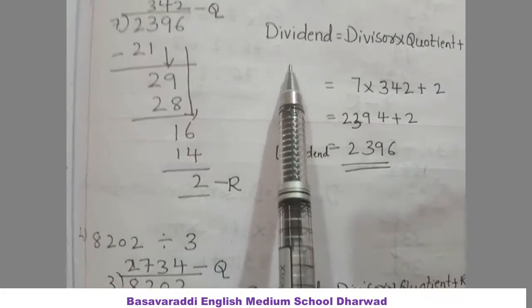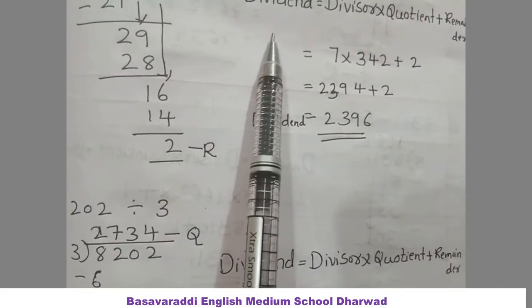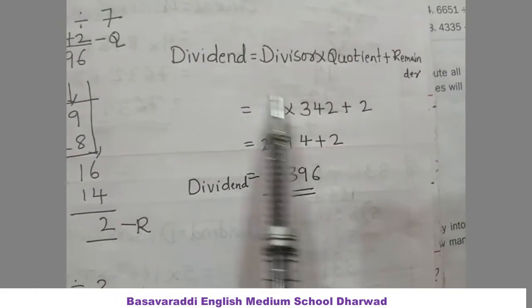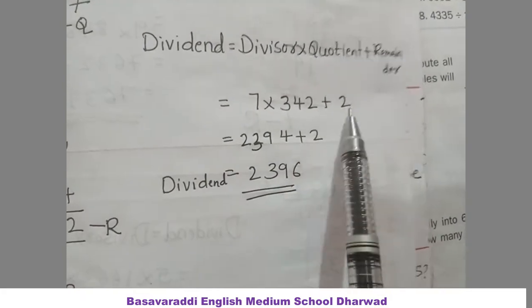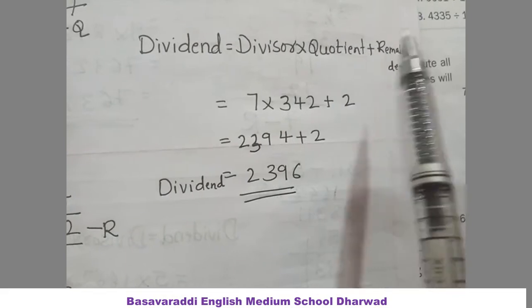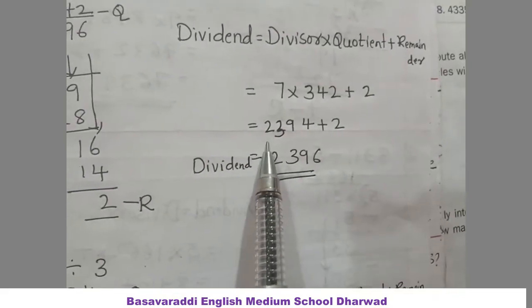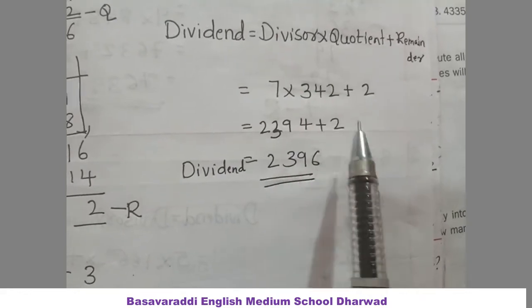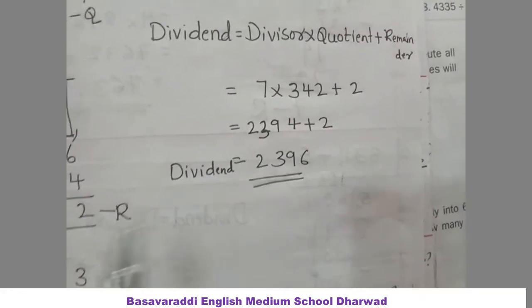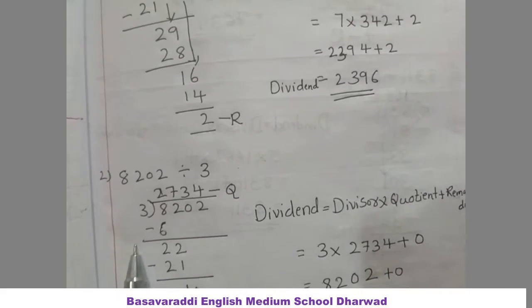So what they are telling us is to check your answer. You have to use this method: 7 into 342 plus 2, that is divisor into quotient plus remainder. So 2394 plus 2, that is 2396. Okay.